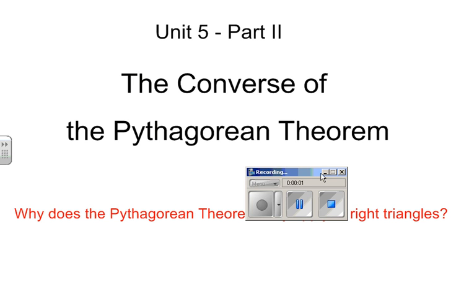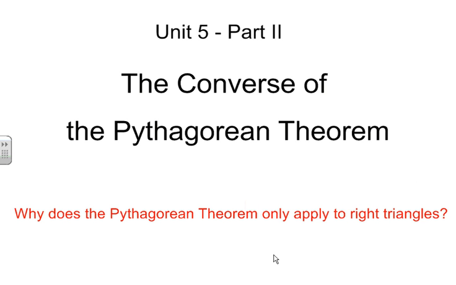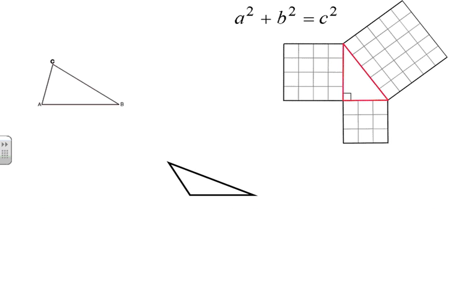Okay, continuing on with the Pythagorean Theorem, we're going to take a look at the converse of the Pythagorean Theorem and what that all means. And why does the Pythagorean Theorem only apply to right triangles? Well, the word converse means opposite. So when we talk about triangles, and right triangles specifically, the only other thing other than a right triangle could be an obtuse triangle, which is right here, or an acute triangle, which is here.